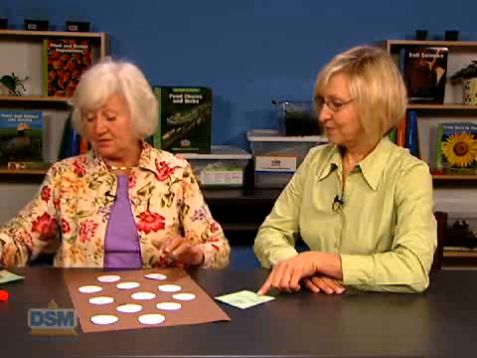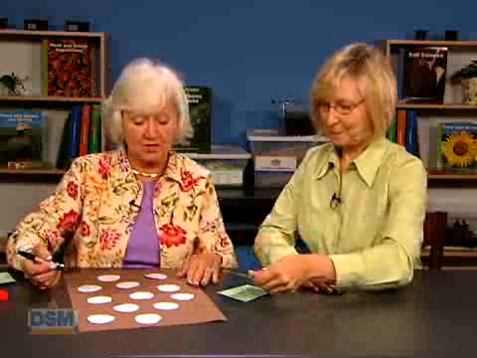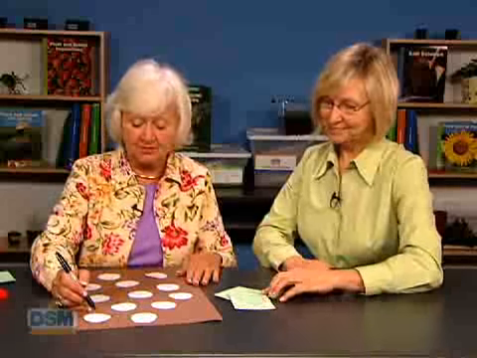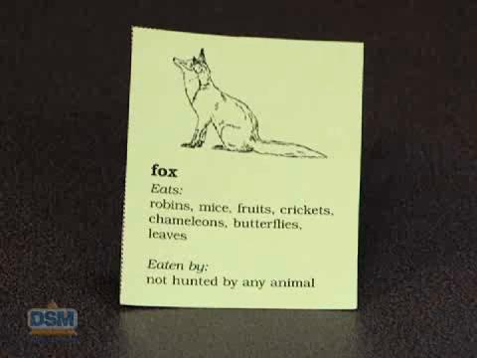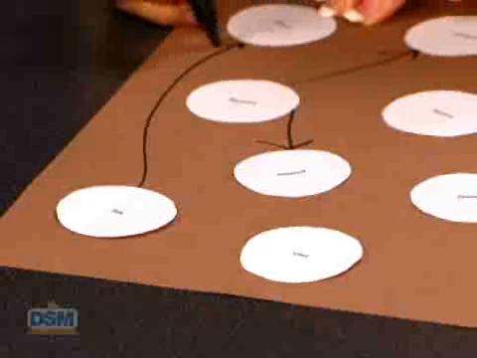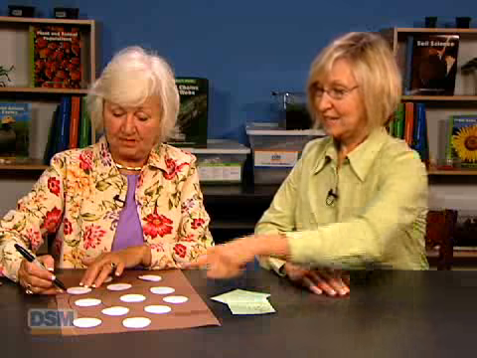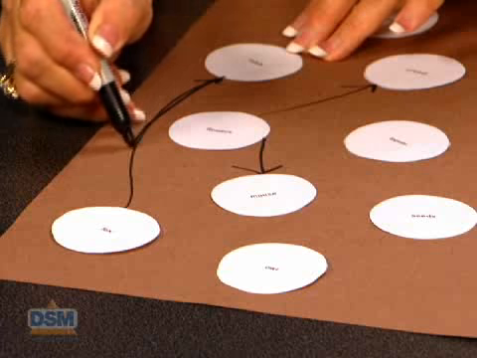Okay. Well, here's another one. This is a fox. This eats lots of different things. Why don't you tell me what they are? Here's the fox down here. A fox eats robins. Okay. There's the robin up here. I'm sorry. The energy of the robin goes to the fox.